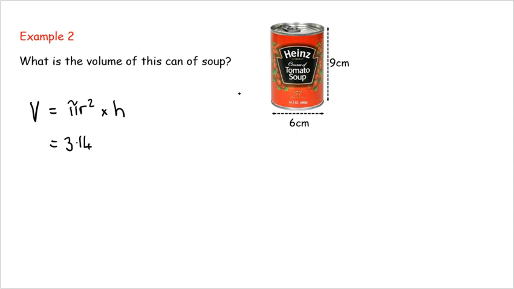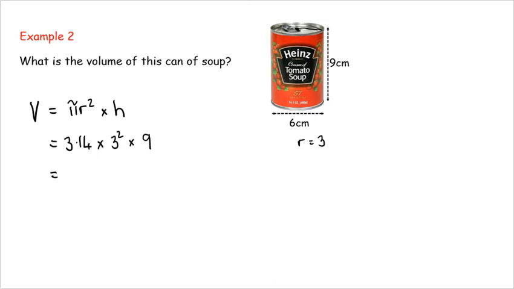For my radius this time, we need to be careful because this 6 centimetres is all the way from one side to the other side of the circle on the top. But we only want half that distance, because remember the radius is only from the centre of the circle to the edge, not all the way across. So we're going to have to split this in two. The radius is 6 divided by 2, so half it, which is 3. So my radius squared is 3 squared, multiplied by the height, which is 9.